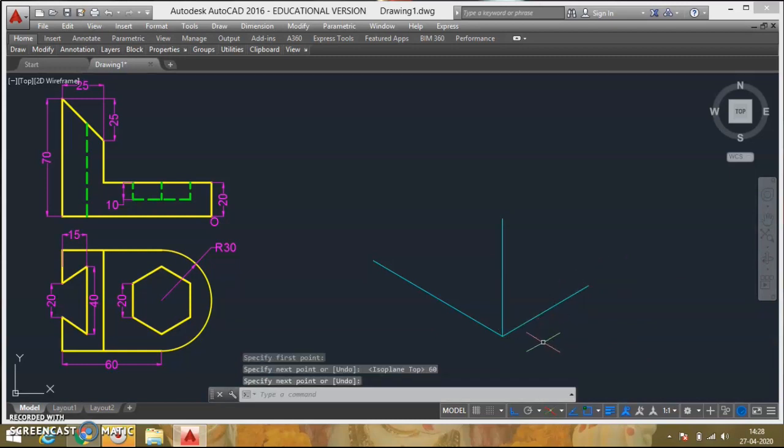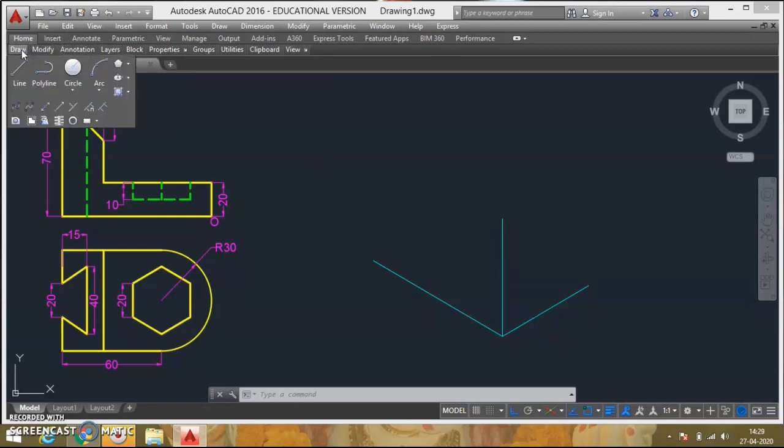You can always draw these inclined lines by using the 30-60 set square. If you keep the 30-60 set square like this, this will be the 30 degree. If you keep the 30-60 set square like this, you will get 30 degree on this side as well. So you have to make sure these two lines are at an angle of 30 degree. Now once it is done, you will go on drawing the parallel lines.